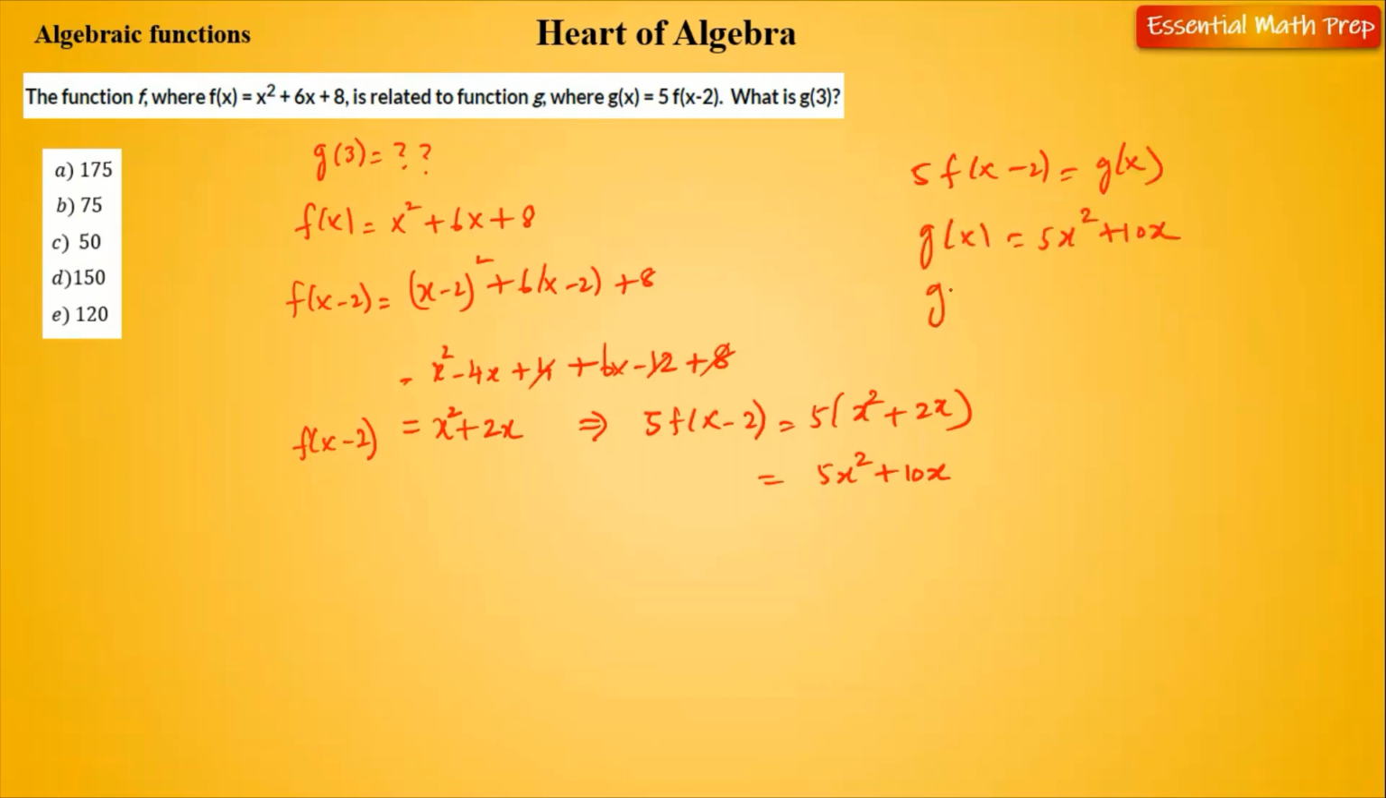So what is g of 3? That will be 5 times 3 squared plus 10 times 3. This is 9 times 5 is 45 plus 30 is 75. That's how you do it.